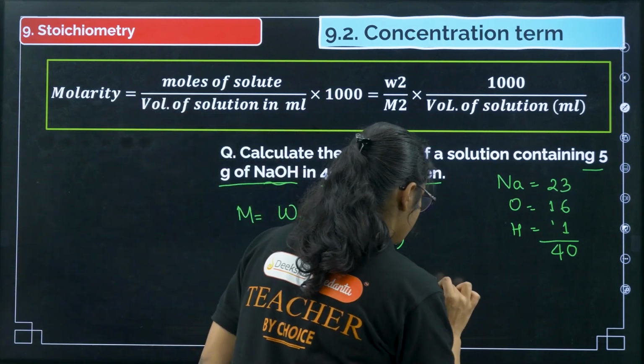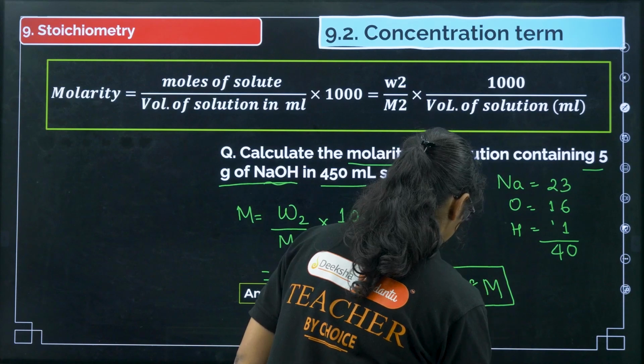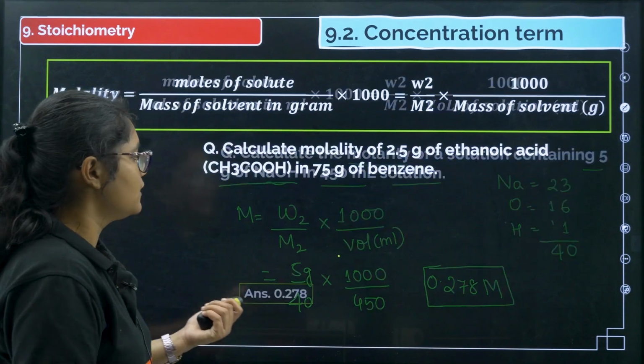If you solve this, you will be getting around 0.278. Now how to write the unit? It is 0.278 capital M. The unit for molarity is capital M.